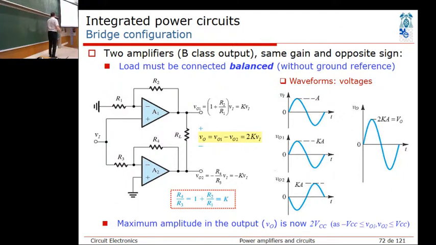That's a neat trick if you want to actually double the maximum amplitude of the signal on a load, meaning quadruple the power without increasing the power supply voltage. Okay, that's how they do, for example, car stereo amplifiers.